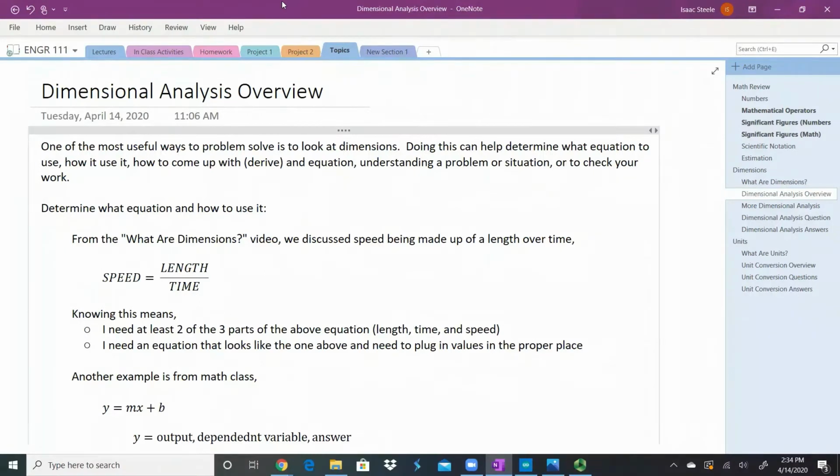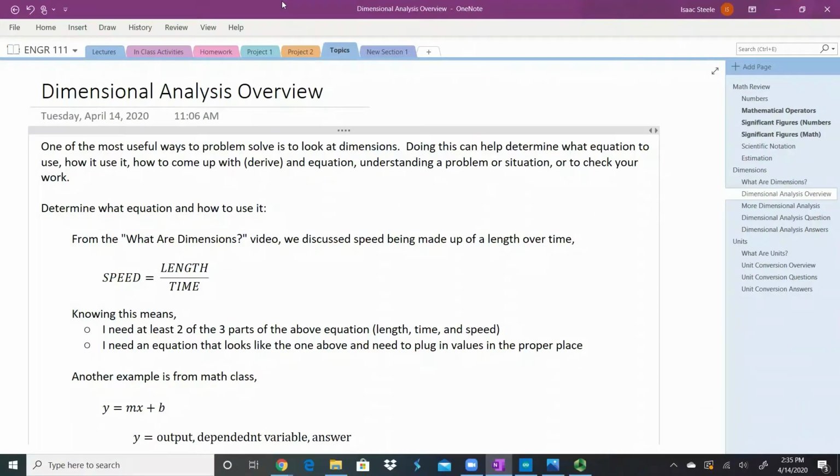In the video that we talked about what are dimensions, we talked about speed and how speed is made up of a length divided by time. And just by looking at this, we can see some really important things. Number one, if I want to solve for any one of these, I need to know two things, and then I can solve for the third. So if I know speed and length, I can solve for time. If I know length and time, I can solve for speed. And if I have time and speed, I can solve for length.